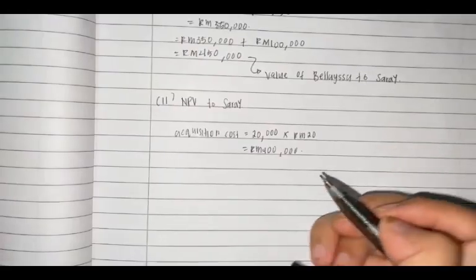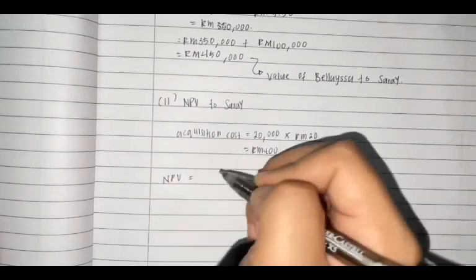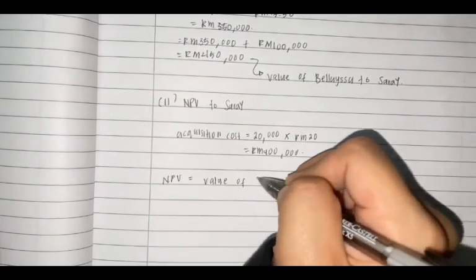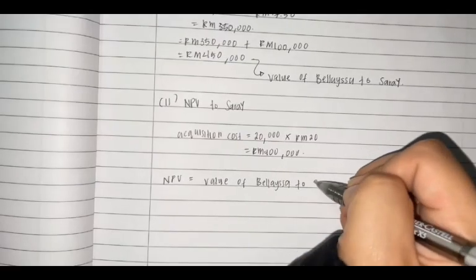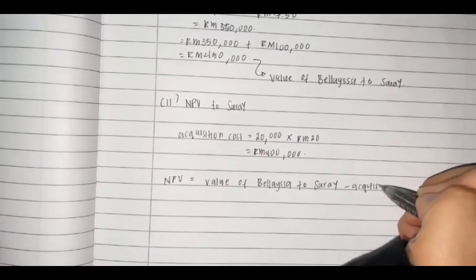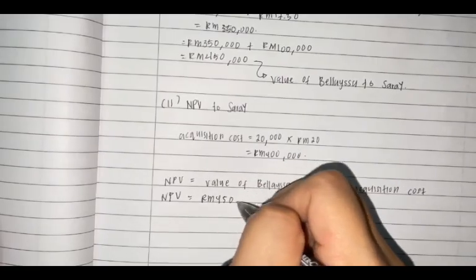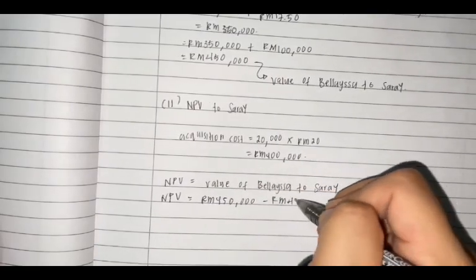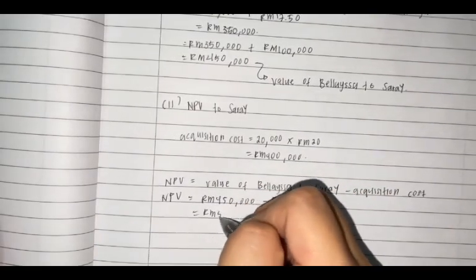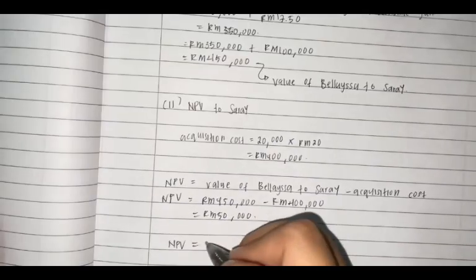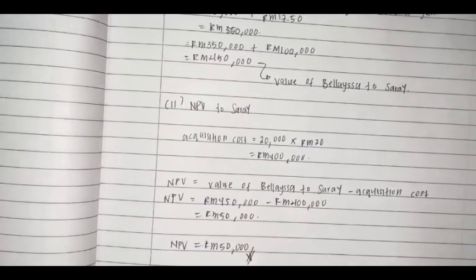400,000 ringgit. Next, the NPV can be determined by subtracting the acquisition cost from the value of Balai Saberhad to Serai Corporation. 450,000 minus 400,000 is equal to 50,000 ringgit. Therefore, the NPV is 50,000 ringgit.